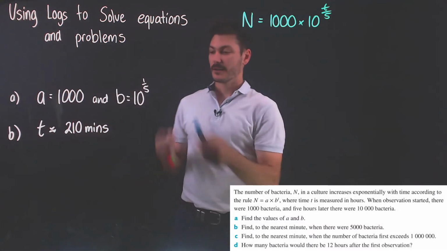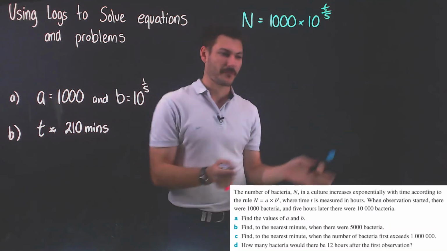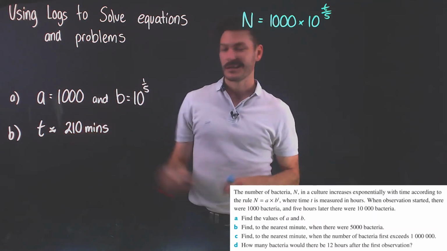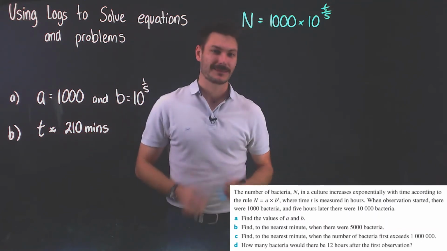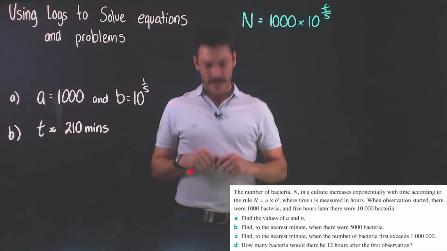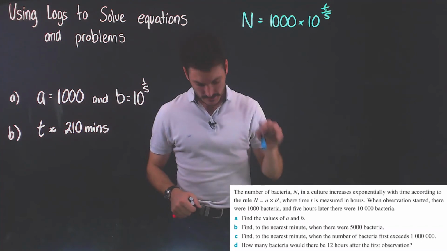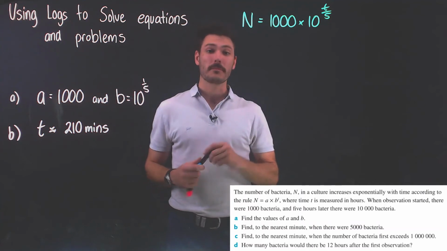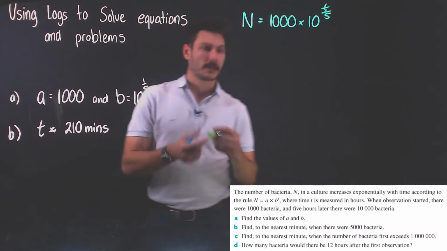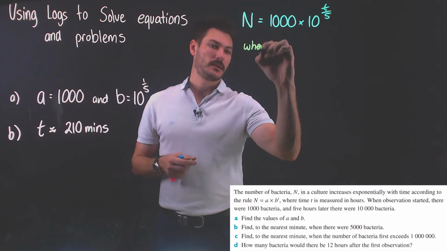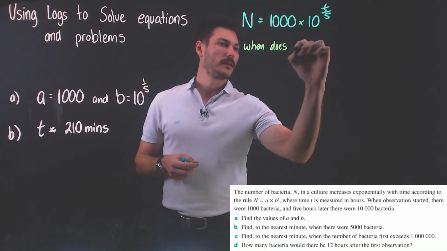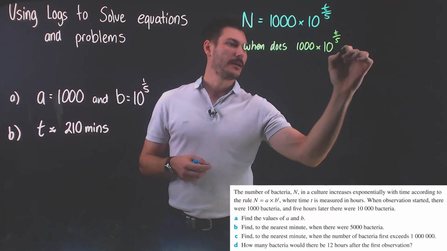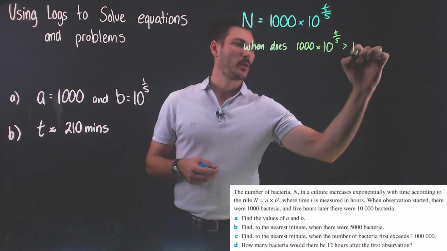I decided to pop up the answers from parts A and B because we have kept rubbing them out. A was 1,000, B was 10 to the 5th, or the 5th root of 10, and t for part B was approximately 210 minutes. Part C gets a little bit more tricky now because it's actually asking for an inequality. It's asking us to find, to the nearest minute again, when the number of bacteria first exceeds 1 million. So we're going to say, when does 1,000 times 10 to the t on 5 become greater than 1 million?